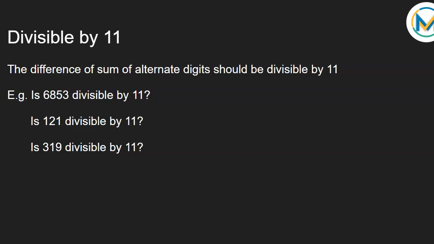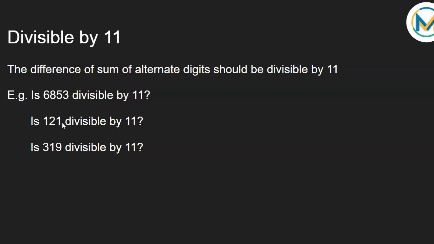Next, divisibility by 11. So this is a bit tricky. The difference of sum of alternate digits should be divisible by 11. What does that mean? The sum of alternate digits. So 6 and 5 are alternate. So 6 plus 5 and 8 plus 3. 6 plus 5 is 11. 8 plus 3 is 11. Subtract 11 minus 11, you get 0. 0 is divisible by 11. 0 is divisible by any number. So yes, 6853 is divisible by 11.